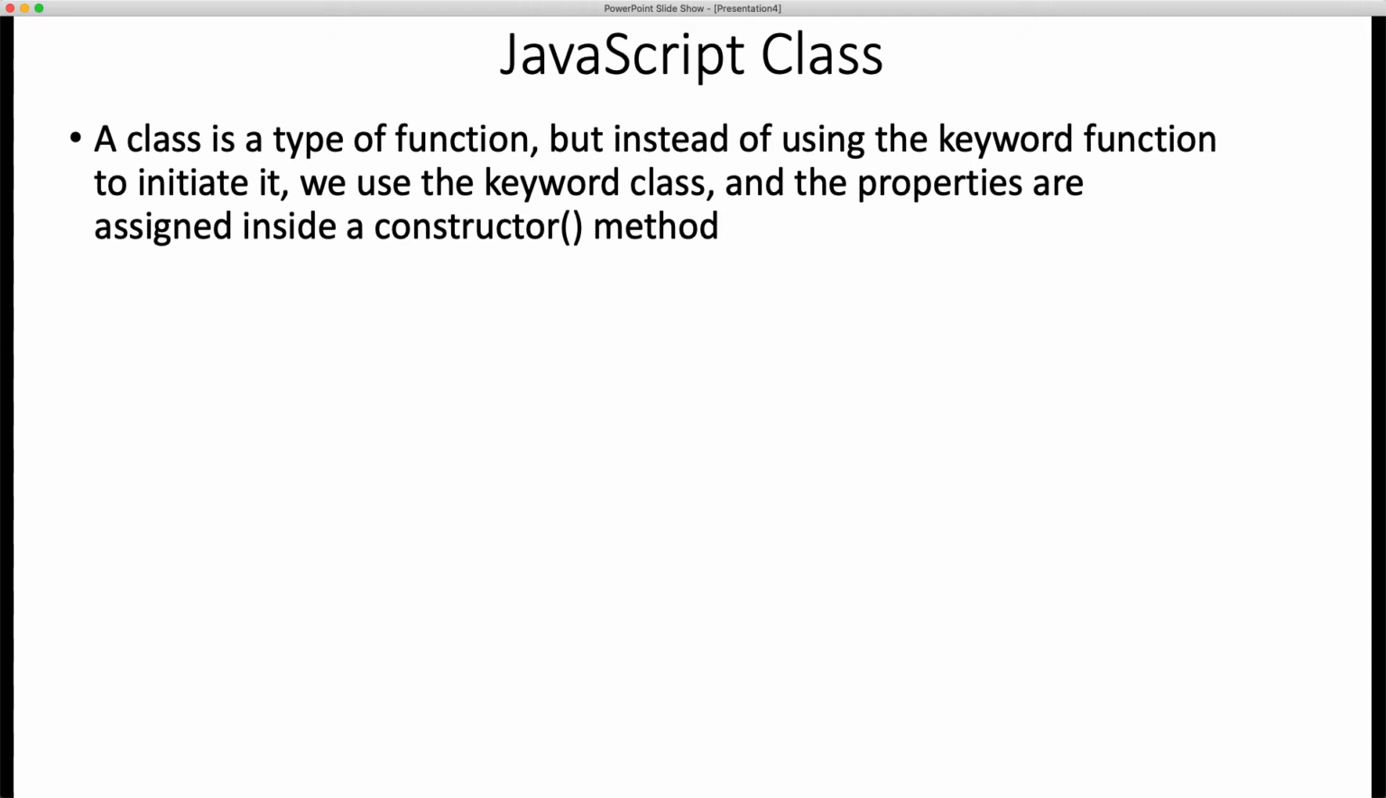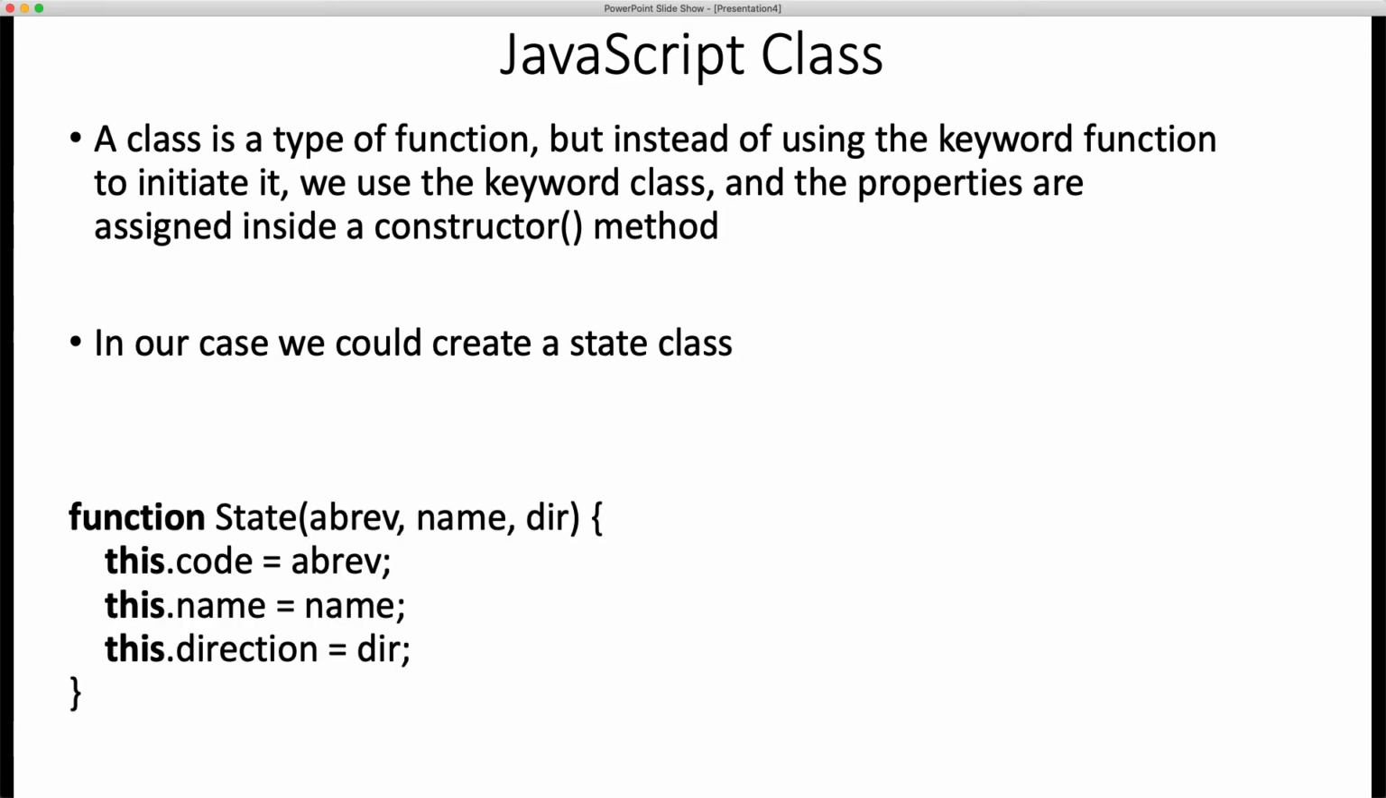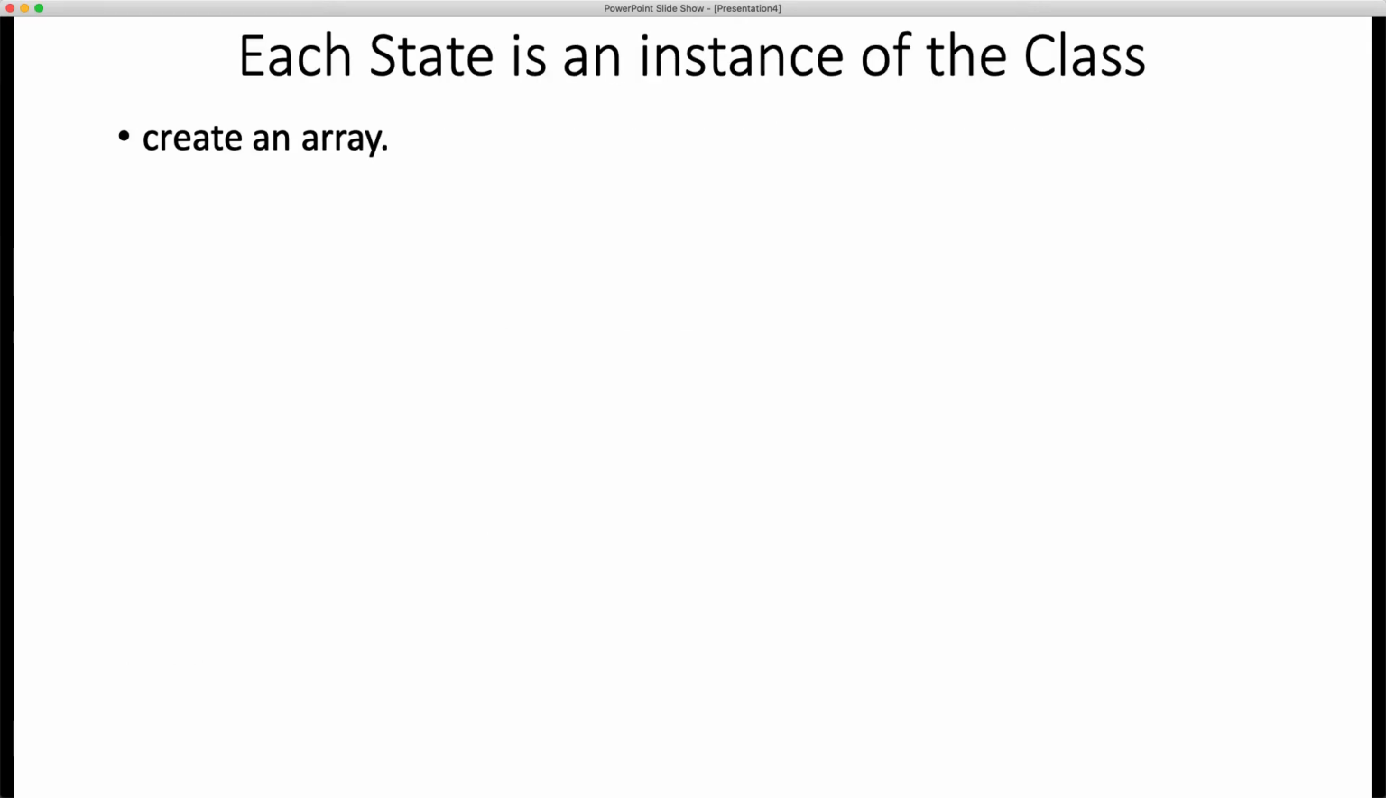Okay. In our case, we're going to use a JavaScript class. A class is a type of function that instead of using the keyword function to initiate it, we use the keyword class, and the properties are assigned inside a constructor method. So in our case, we will need a state class to keep up with what we need to keep up about these states, and it's going to look like this, where we've got a function state, and we pass in the abbreviation, the name and the direction, and use that code to set those properties.